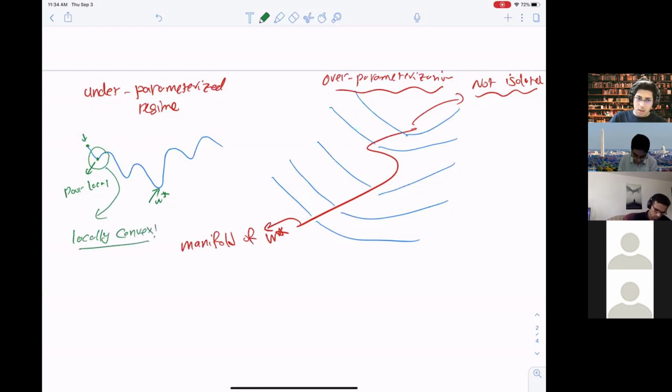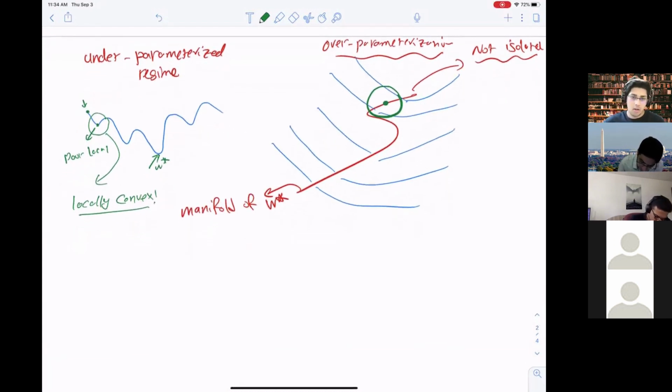So that's good because maybe in a small neighborhood I can use the convex analysis in order to say, okay, now my gradient descent is going to converge to a solution because it is locally convex, but that critical point may not be a good solution. But what about this picture? So if I pick a particular W star here, let's say I pick this one, and then if I look at the local neighborhood around this.